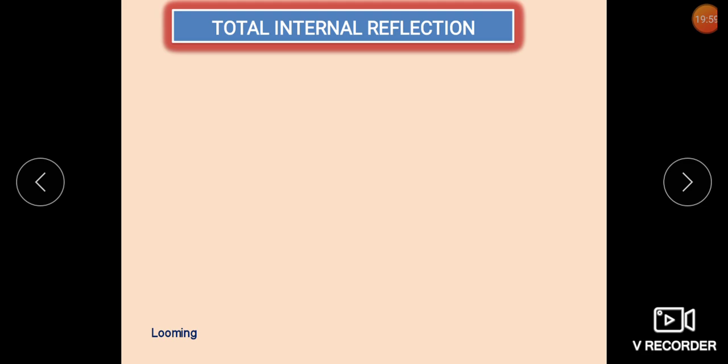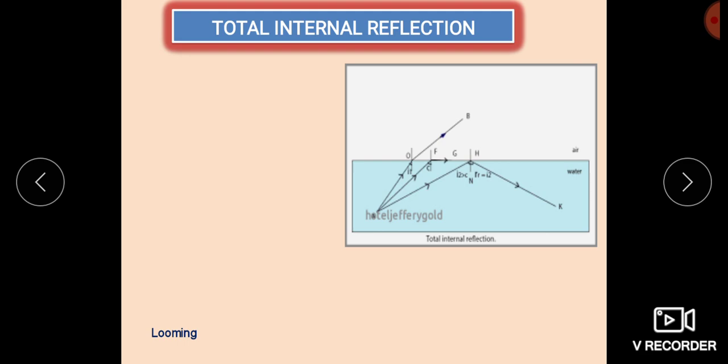Next, the phenomenon named total internal reflection. What is total internal reflection? If you see, this is a denser medium and this is the rarer medium. If the source, which emits light, is in the denser medium, the light travels from denser to rarer. What is happening?